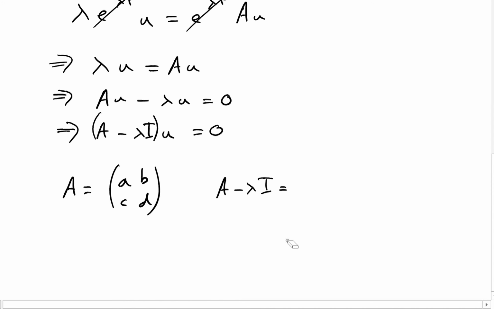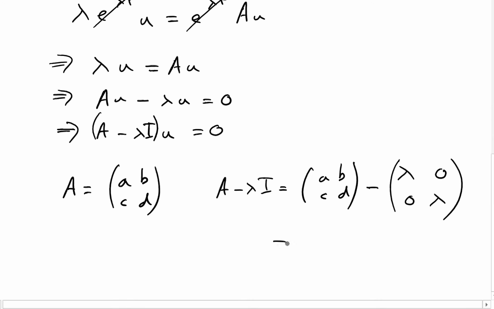Hopefully you're sort of with me. This is A, B, C, and D, right? And then I want to take away lambda I. Well, lambda I is just leading diagonal lambdas. All the other elements are 0. All right, so I get A minus lambda. I was trying to multiply instead of subtract before. So A minus lambda, B minus 0, C minus 0, D minus lambda. Yeah, that makes a lot more sense.